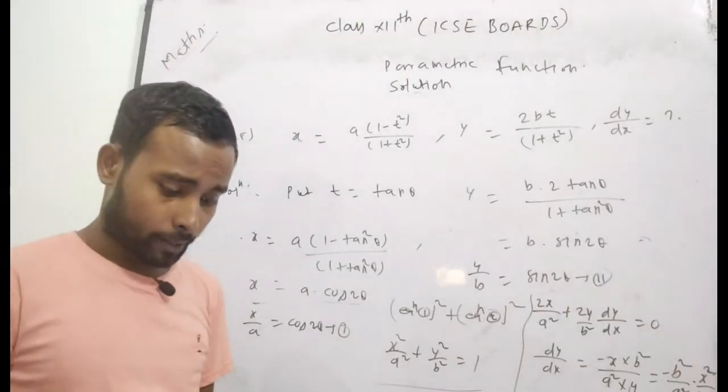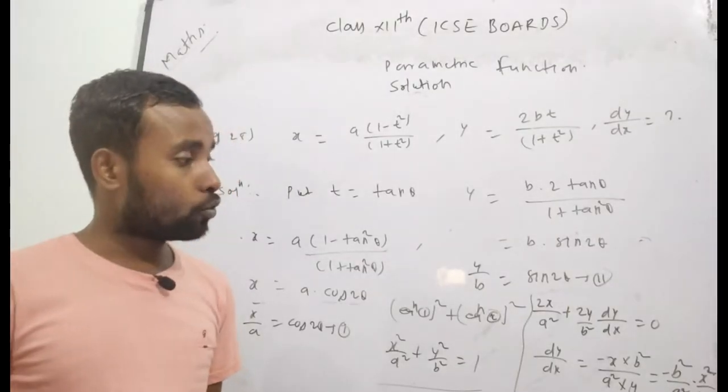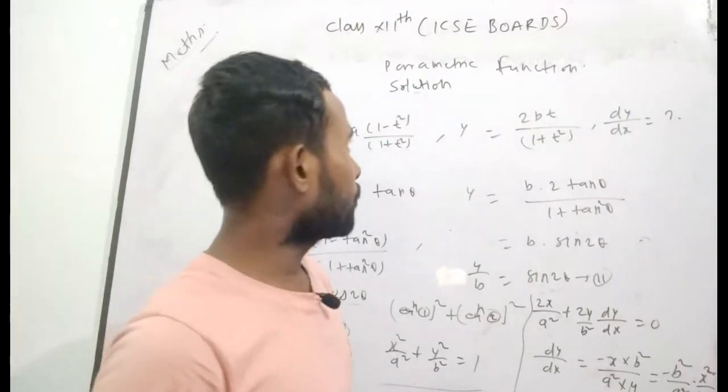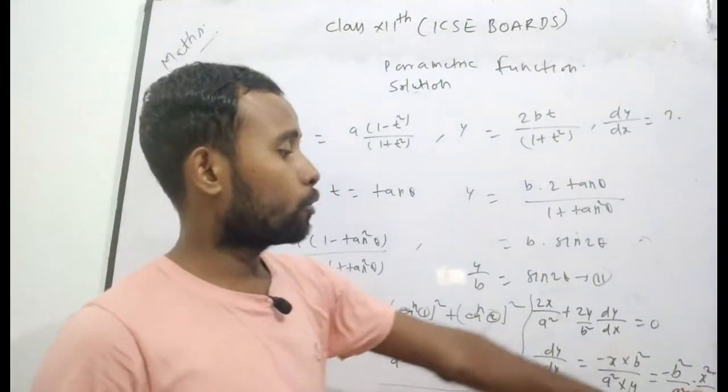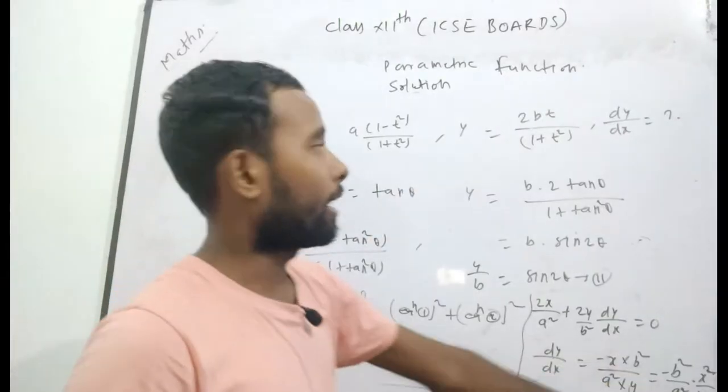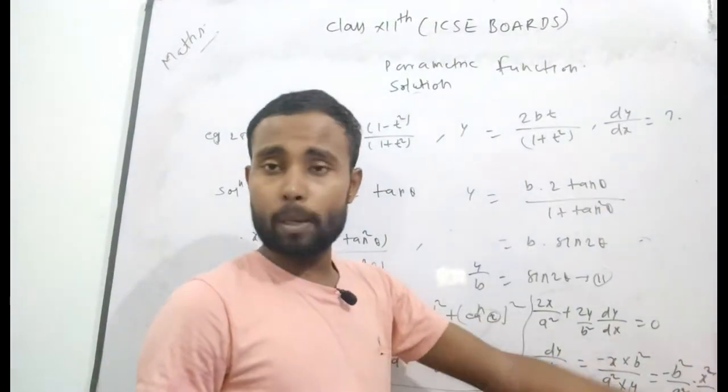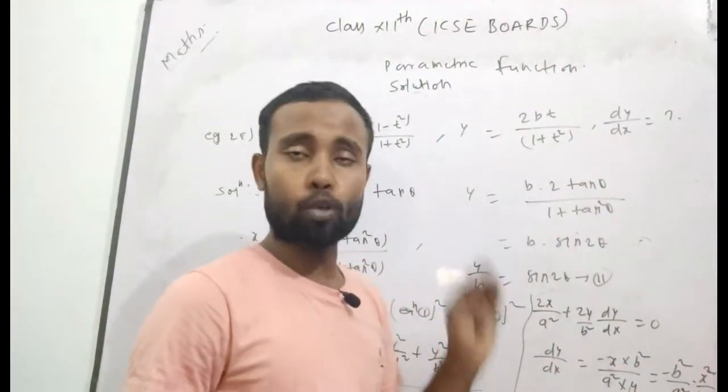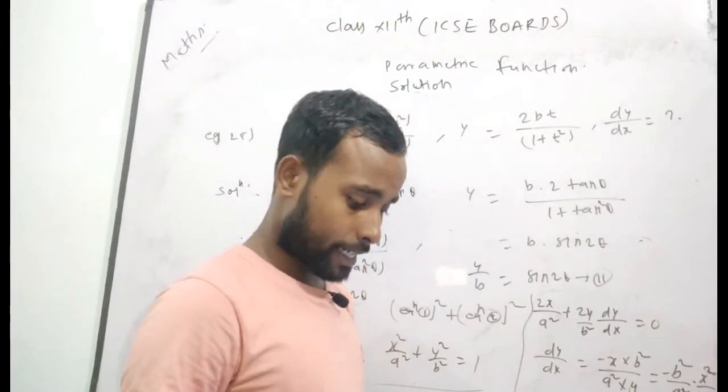And you may tell me, sir, you do not get its answer. If you do not get its answer, you can put x square is equal to this and y square is equal to this, and after manipulating you will get its answer in terms of theta. I think you understand.